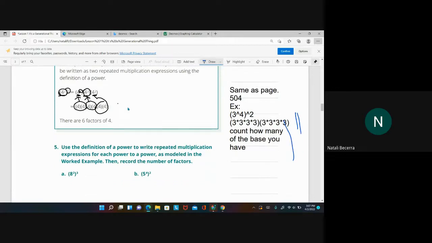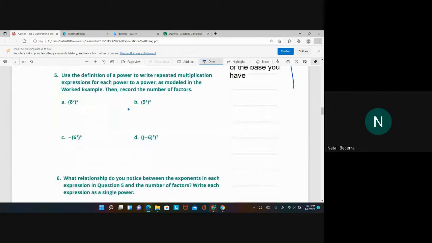How do I scroll? Okay, here we go. So use the definition of a power to write repeated multiplication expressions. So right here, my base is this whole thing, 8 to the power of 2. My base is this whole thing, right? And then I have the exponent of 3. So my exponent is 3. So that means that I have 8 to the 2, and I have to keep my parentheses, 8 to the 2, and 8 to the 2 3 times.